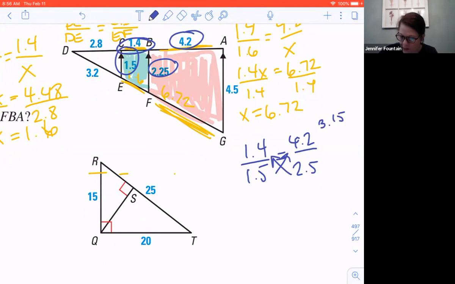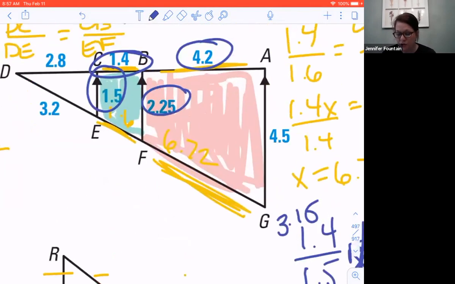Nope, I did that wrong. Hold on, I wrote my numbers on the wrong side. There we go. Okay, so my 1.5 times 4.2 is 6.3, and then 2.5 times 1.4 is going to be 3.15. Since those are not equivalent, then I know that my two quadrilaterals are not similar, because my sides would have to be proportional.